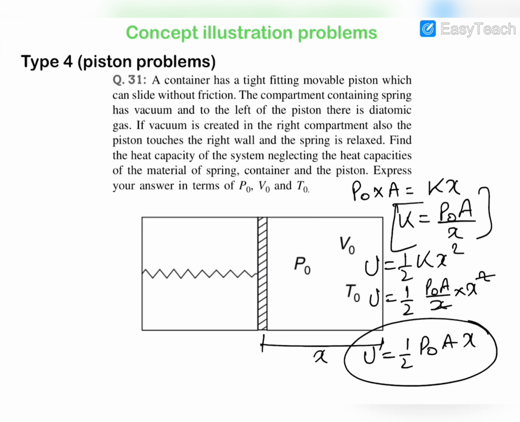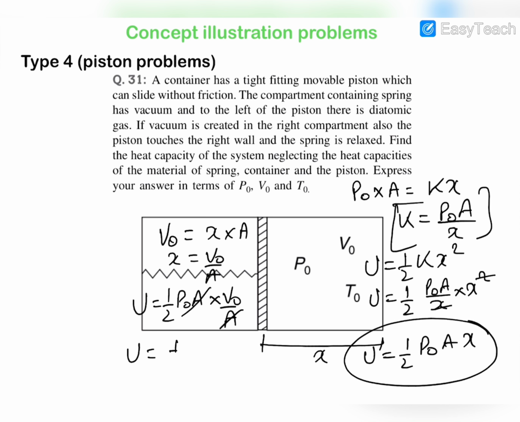Now we can also find out the value of x by the concept that initially when the piston was at this wall, the volume of the gas was 0, and now the volume of the gas is V0. So the change in volume is V0, and change in volume will be equal to x into area. So x will be equal to V0 upon area. So the value of U will be equal to half P0 a into V0 upon area. Cancelling a with a, U is equal to half P0 V0.